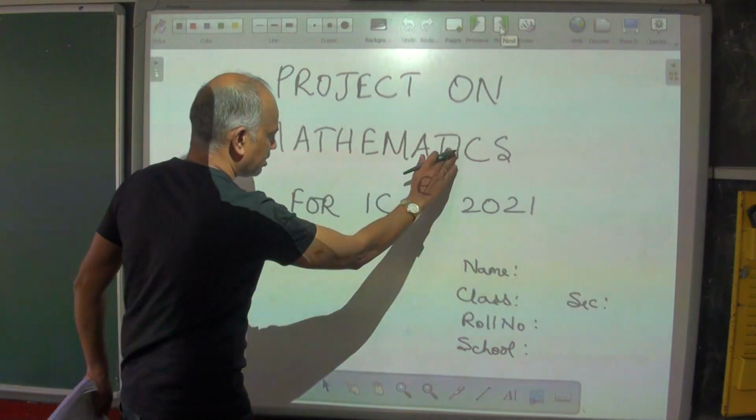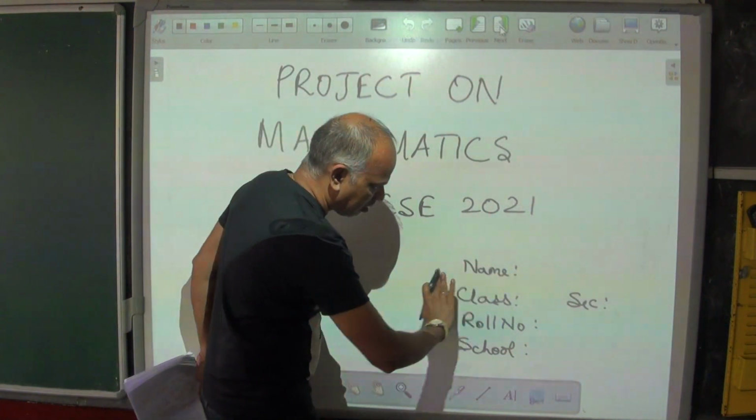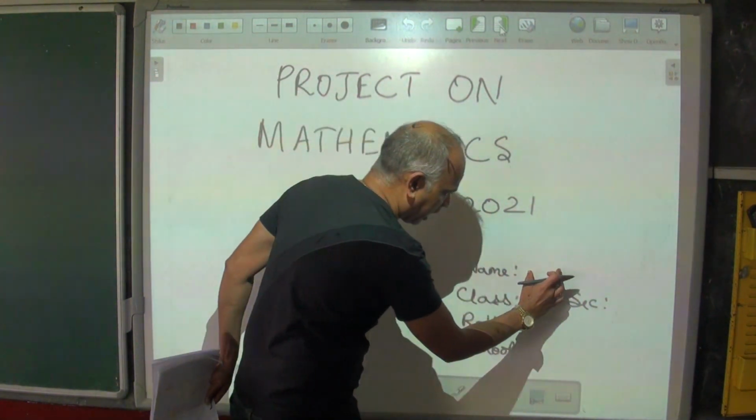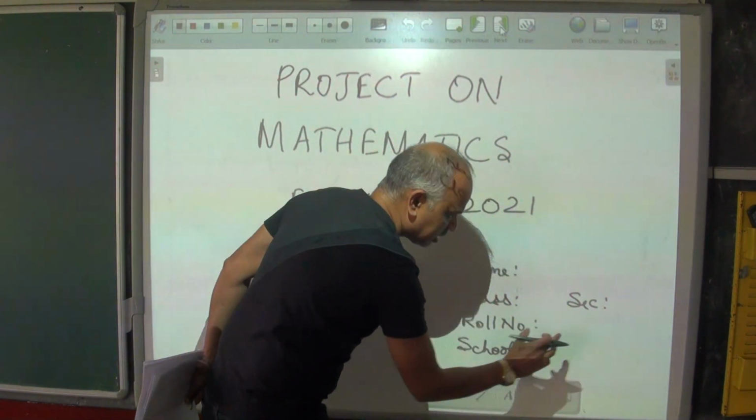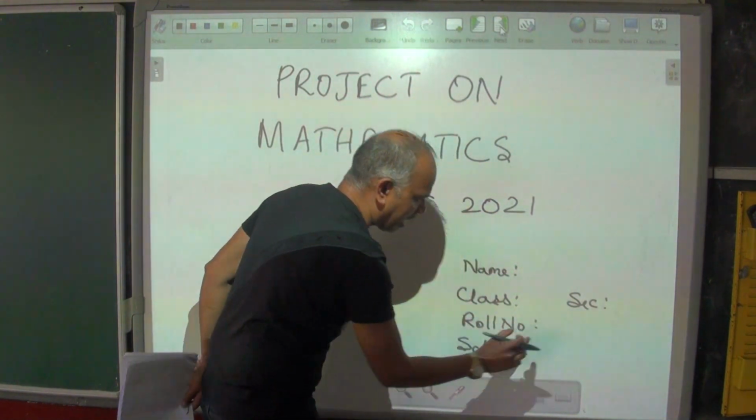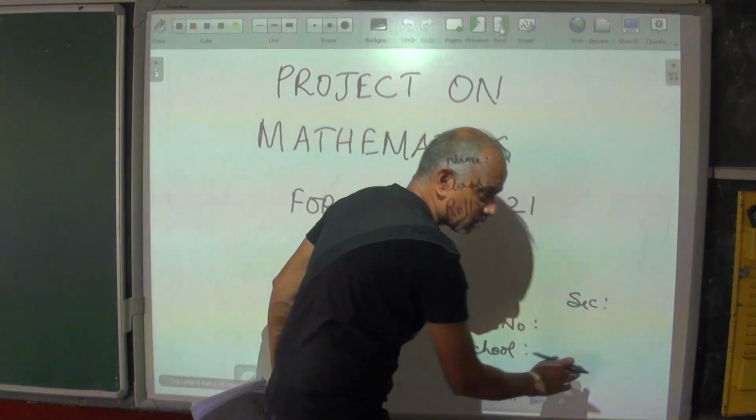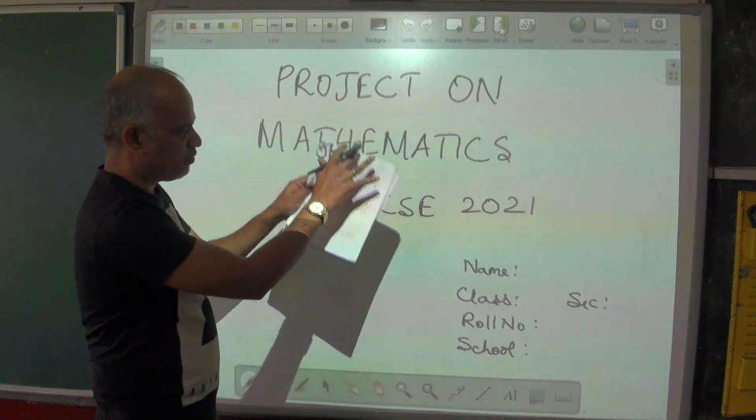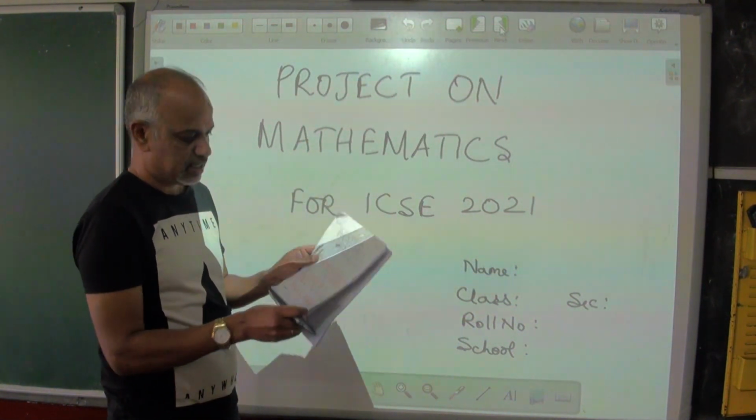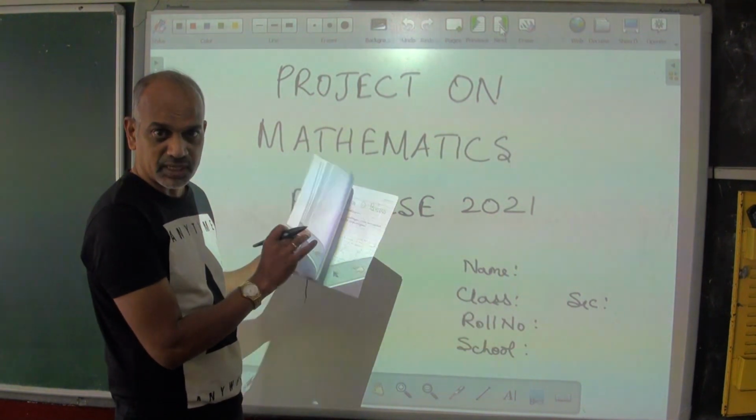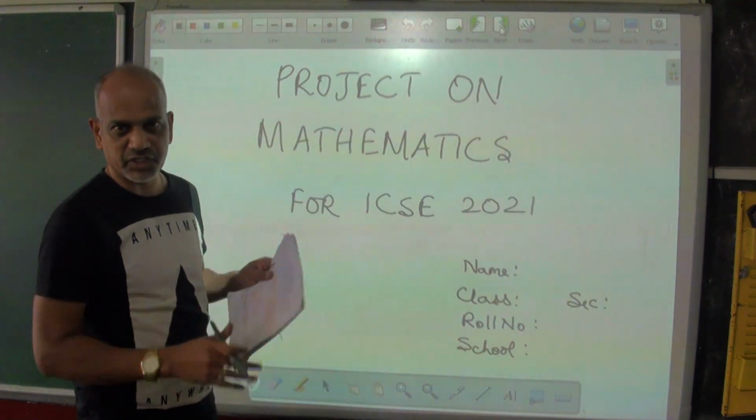On the first sheet, this is what you will write: Project on Mathematics for ICSE 2021. And below that, on the right side, your name, your class, section, roll number. If you don't know the roll number, leave it blank, I will fill it. And school: St. Augustine School, Kalimpong. This is your first top sheet. No hardcover, again I am repeating, just this normal sheet which you are using inside. On the same sheet you will write all these details. That's your first sheet.